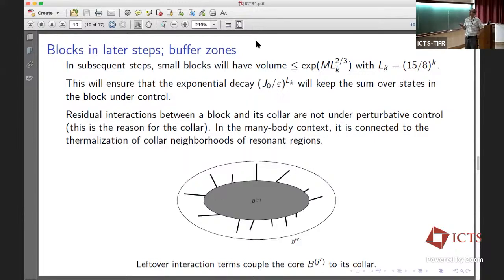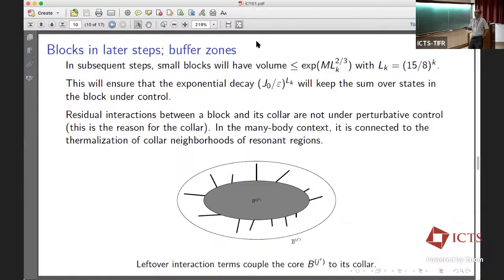Okay, so here it is. I have to cap the volume of these resonant blocks, and this 2/3 is some number which really just has to be something less than 1. The idea is that the exponential decay, which goes like J0 over epsilon to the LK, has to be much smaller, keeping this under control with room to spare. Obviously, this is an exponential of LK to the 2/3, and this is an exponential of LK to the 1 power, so this is definitely going to be much smaller than that. It will ensure that the sum over states in the block will be kept under control.